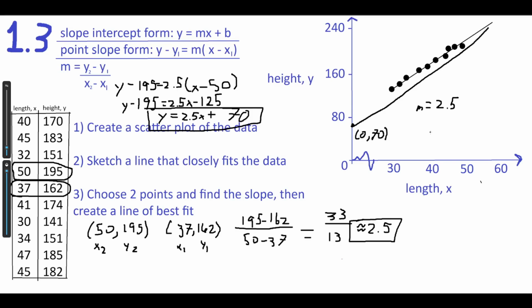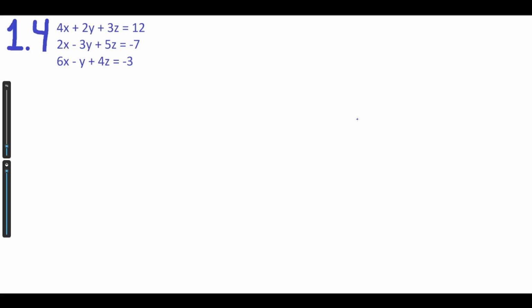There we go. So 1.4 in Unit 1 is really where the fun begins, because this is solving systems of linear equations in three variables algebraically, which is existentially harder than 1.1 to 1.3. But let's get into it.